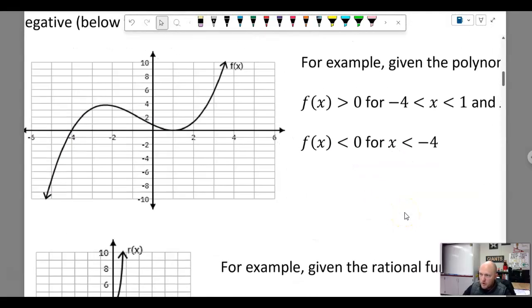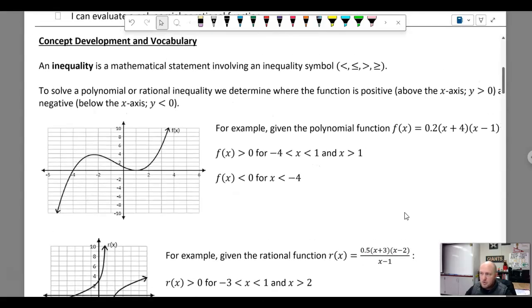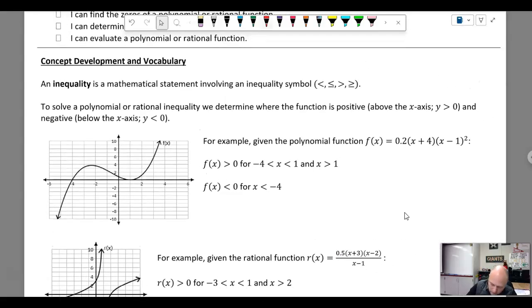What I want you to notice about this visual example for polynomials is that we cross the x-axis at negative 4 and at 1. The x-axis is where our graph is going to cross over from negative to positive values. So what we're going to do today is determine where our polynomial is equal to 0, and then create a sign chart, and we'll test and/or graph the function in order to determine this.